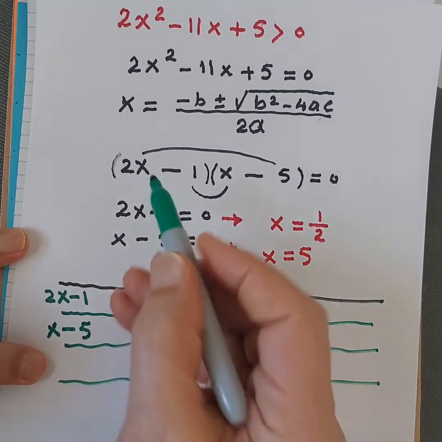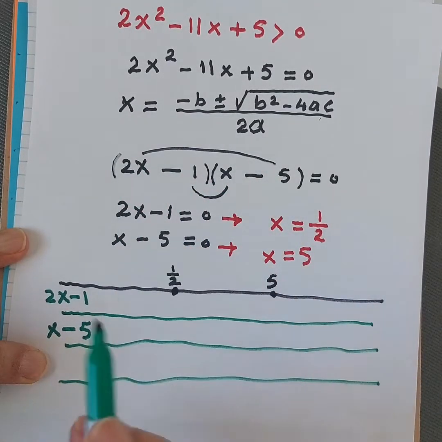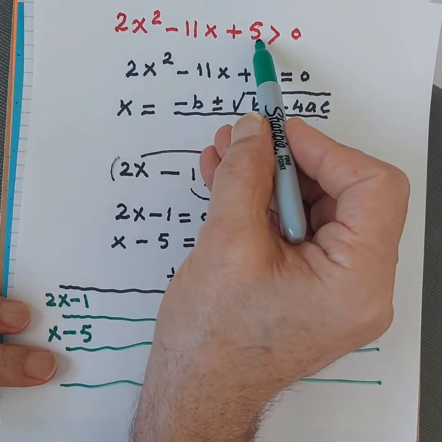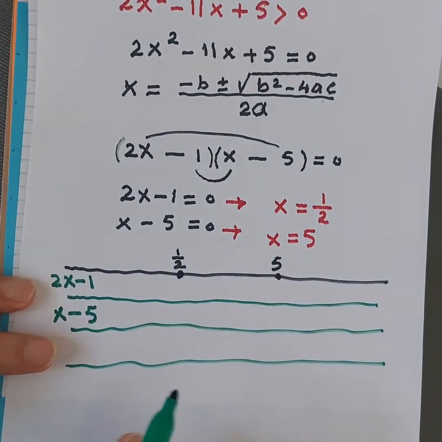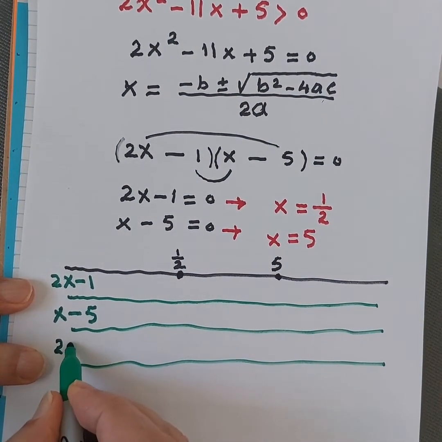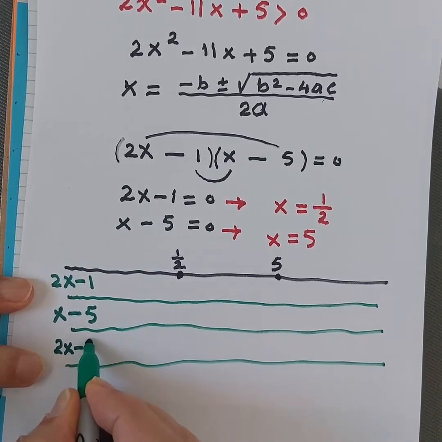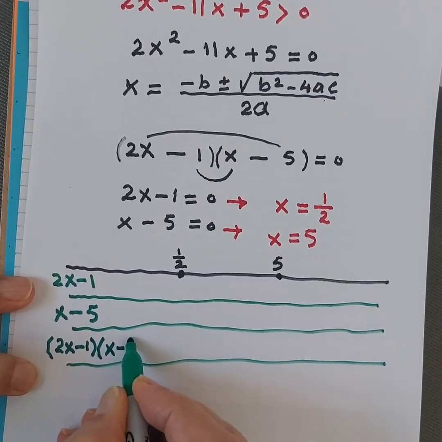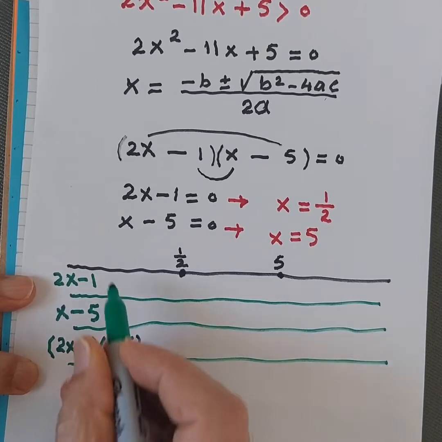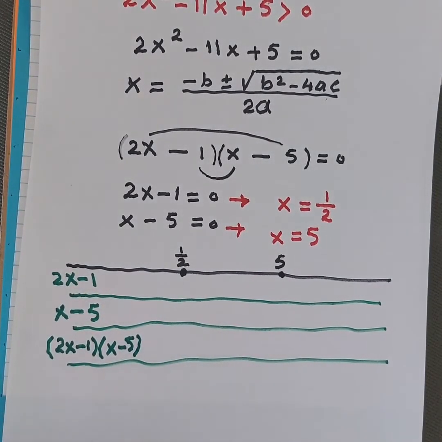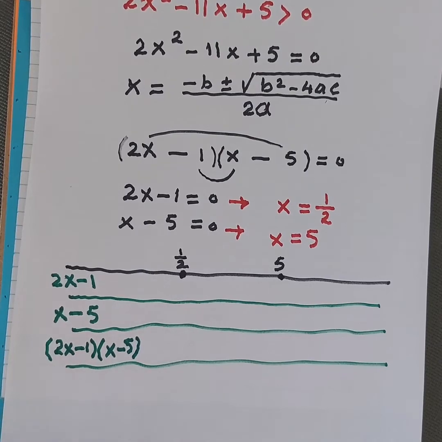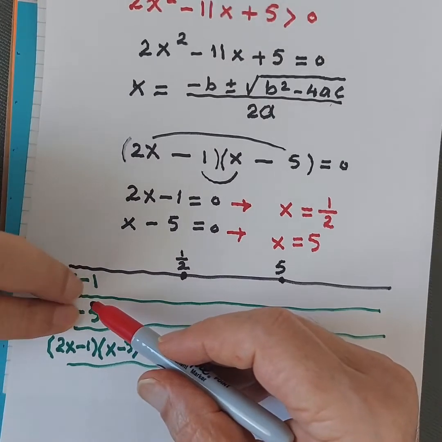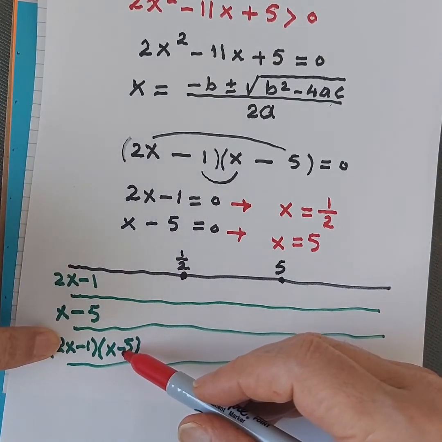And the third one is for multiplying these together, which will give me the same equation, the same side of the inequality. So we write 2x minus 1 multiplied by x minus 5. These are the 3 lines we made. And we will study the sign, negative or positive, for each one of those, and for multiplying these together.